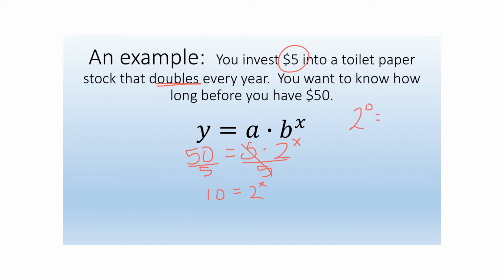So if I have 2 to the 0 power, if x is 0, I get 1. 2 to the first power is 2. 2 squared, 4. 2 to the third, 8. I'm still not at 10. 2 to the fourth is 16. So the 10 is in here somewhere. So it would be to the 4th power. So it's going to be 4 years before you have the $50.